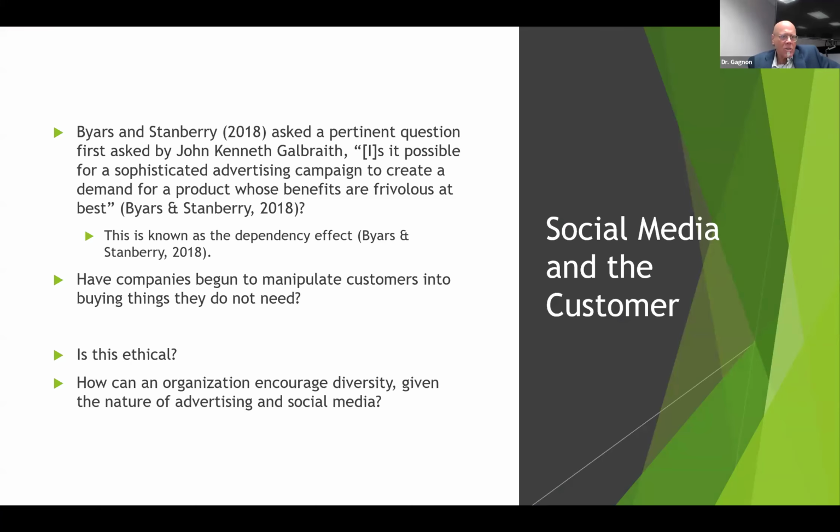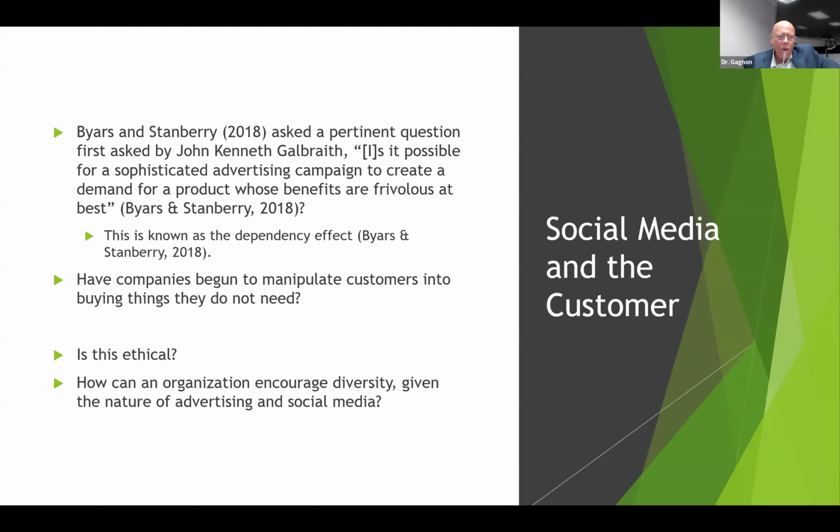Now, social media and the customer. Your textbook asked a very pertinent question that was first asked by John Kenneth Galbraith, and I quote here, is it possible for a sophisticated advertising campaign to create a demand for a product whose benefits are frivolous at best? Yes, it is. That's known as the dependency effect. How many companies have begun to manipulate customers into buying things they do not really need? I'm going to say most of them.